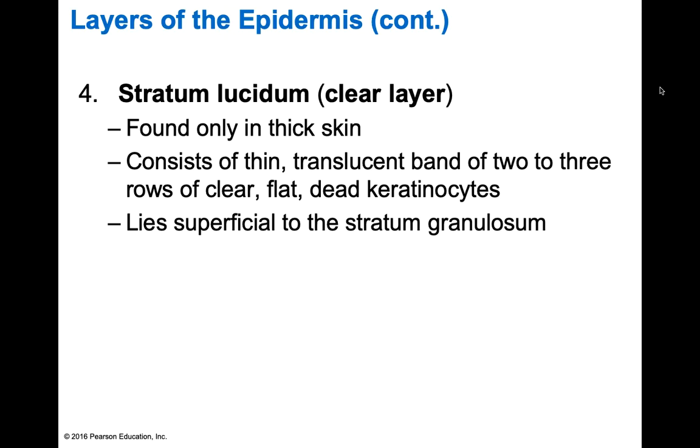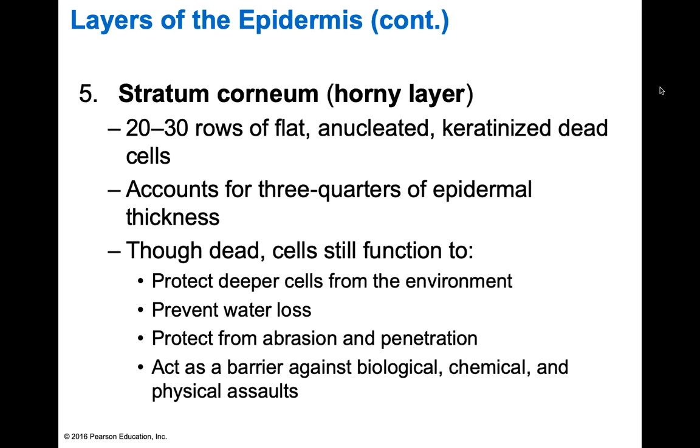Here we have layer 4, which is our stratum lucidum. This is the clear layer, and this is only found in thick skin. So if we're talking about thin skin, it does not have this. This stratum lucidum is called lucidum because it's translucent, it's clear. It has 2 to 3 rows of clear, flat, dead keratinocytes. And it lies superficial, or on top, above, outside of the stratum granulosum.